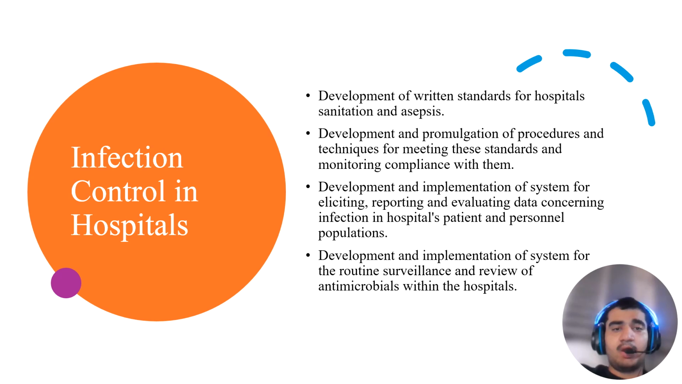Infection control in hospital. It involves the development of written standards for hospital sanitization and asepsis, development and promulgation of procedures and techniques for meeting the standards and monitoring compliance with them, development and implementation of a system for collecting, reporting and evaluating data concerning infection in hospital patients and personnel population, and development and implementation of a review system for using surveillance and review of antimicrobials within the hospital.